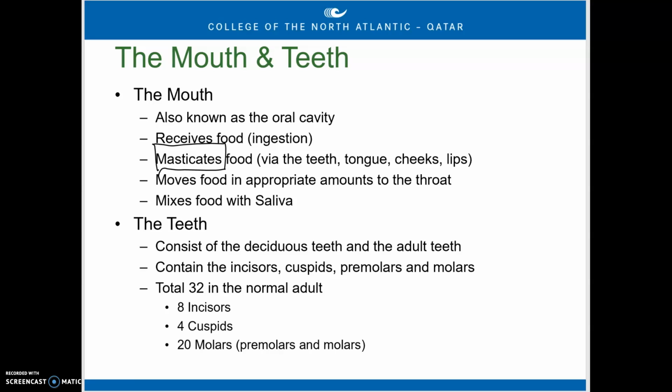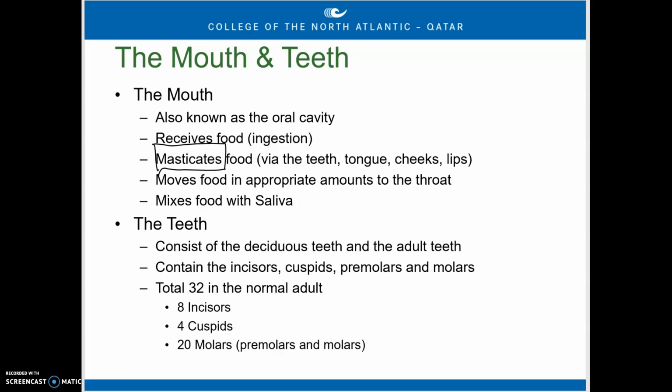So the mouth will move food in appropriate amounts. When you don't want to swallow everything you put in your mouth, you swallow a little bit at a time, and that'll push it to the back of the throat, to the pharynx, which we can then swallow. An important thing that happens when we're chewing, of course, is we have salivary glands in our mouth that will mix with the food, and that will help lubricate the food, as well as the enzymes that will start chemical digestion right there in the mouth.